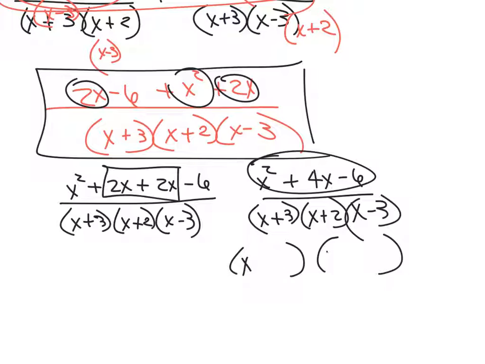binomials. Two numbers multiplied together give me 6, and added together give me 4. Well, doggone, there aren't any. 3 and 2 give me 6, but added give me 5. 6 and 1 give me 6, but added give me 5 or 7. 6 minus 1 is 5, 6 plus 1 is 7. That being the case, then this is as reduced as we can get, and we're done.